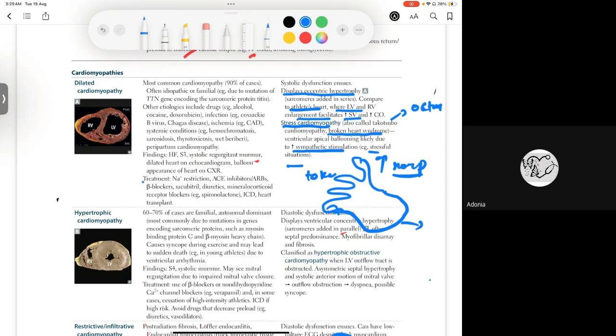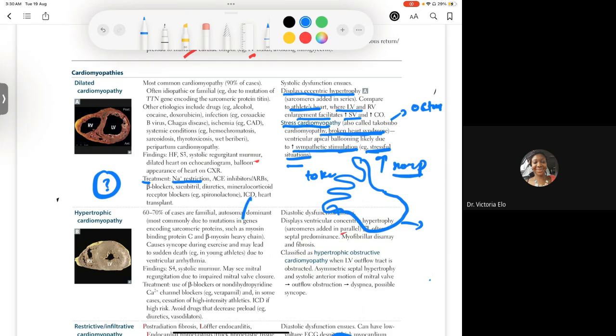This is broken heart syndrome, as a result of stress and increased sympathetic stimulation. Yes, increased sympathetic stimulation in a stressful situation would lead to dilated cardiomyopathy. Is it clear? So, okay, what is going to be the treatment? Sodium restriction. Why?